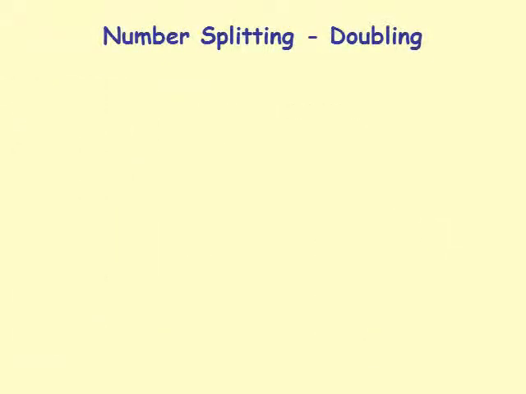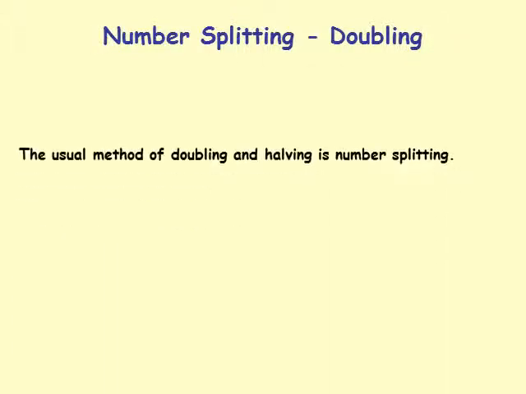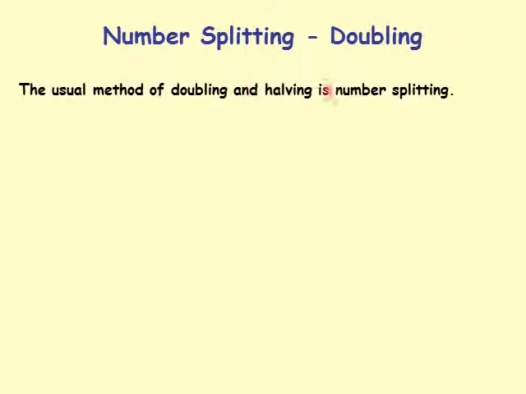We usually use number splitting for doubling and halving problems. You can look at other examples in the book. The usual method for doubling and halving is number splitting. Let's look at example 123 times 2.